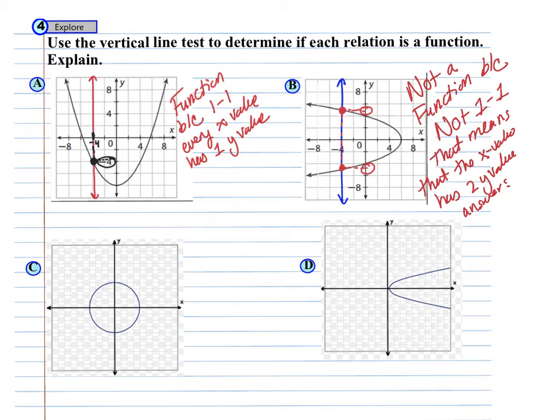Okay, I'm explaining a lot more on number 4A and 4B than I have to. So this piece right here is your extra explanation.